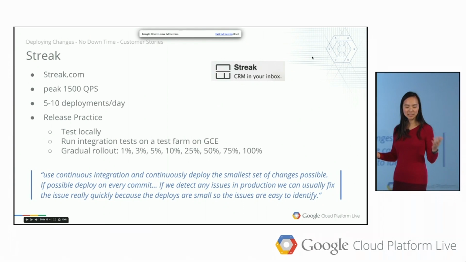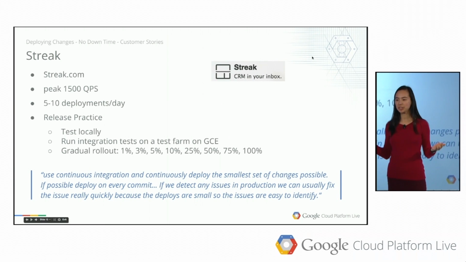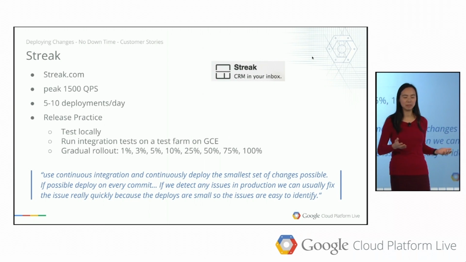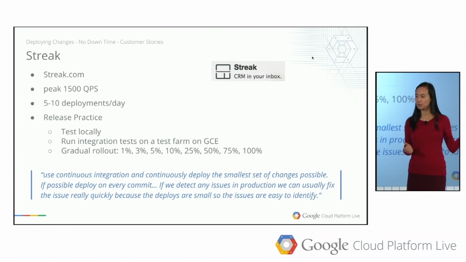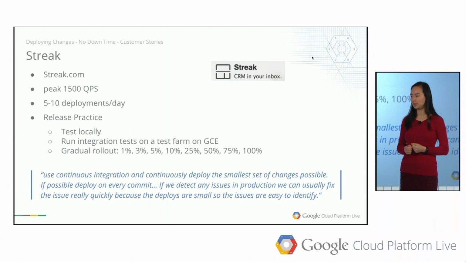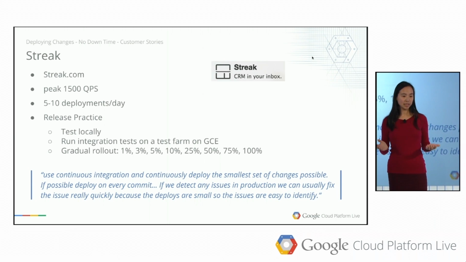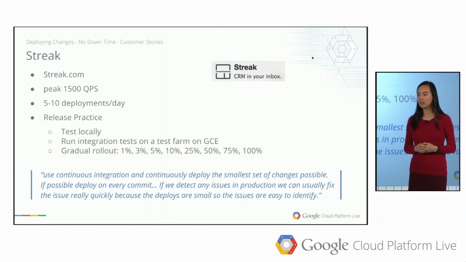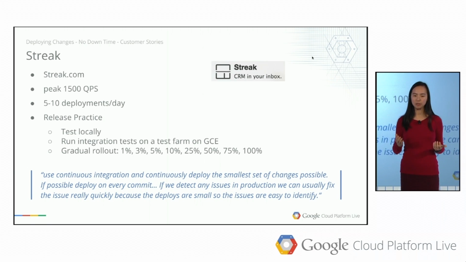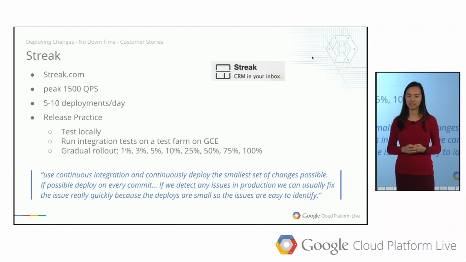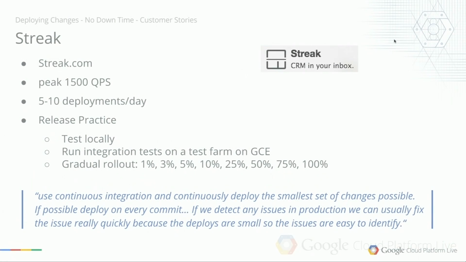Okay, now let me tell you a few customer stories about how some GCP customers have made use of the tools and best practices that JJ just told us about. Streak.com is a CRM site built on App Engine with a peak traffic of 1,500 QPS. Streak has a very agile deployment process, deploying 5 to 10 times a day. They run the integration tests on a test farm on GCE before gradually rolling out the new deployments.